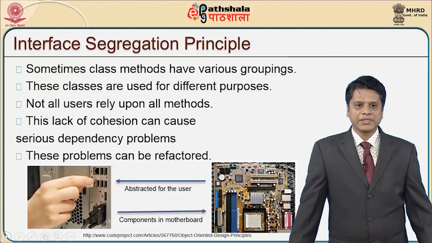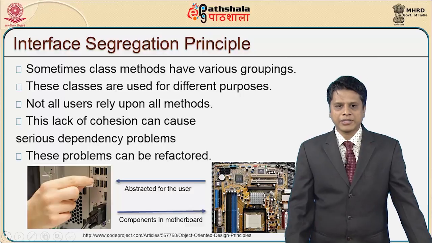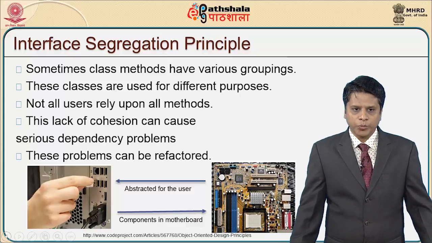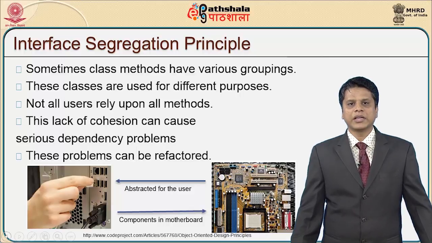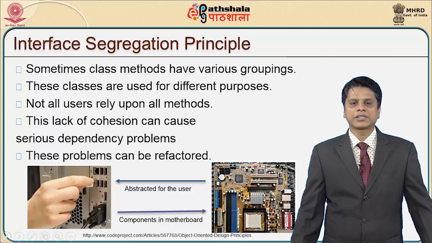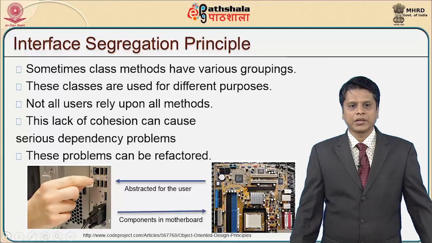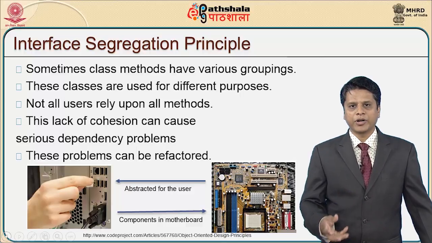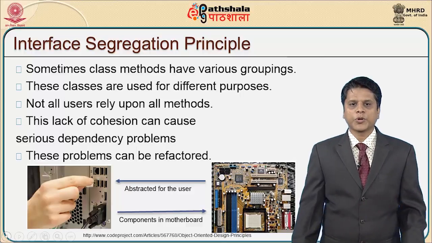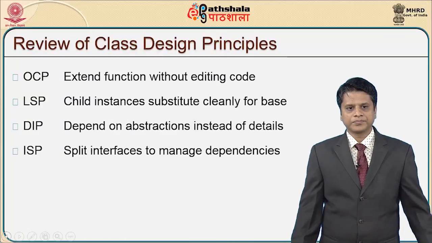And the other principle is interface segregation principle, where sometimes class methods have various groupings. These classes are used for different purposes. Not all users rely on all the methods. So this lacks cohesion. This lack of cohesion can cause serious dependency problems. So we may not be completely dependent on the cohesion perspective. So those problems can be refactored.